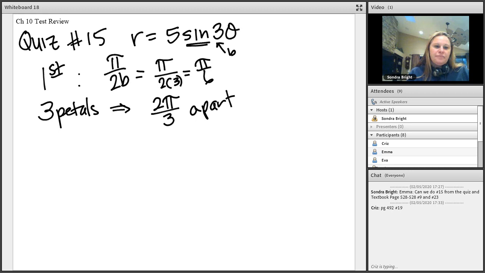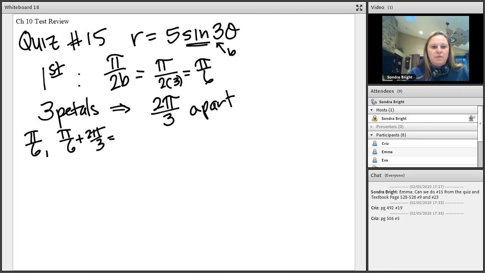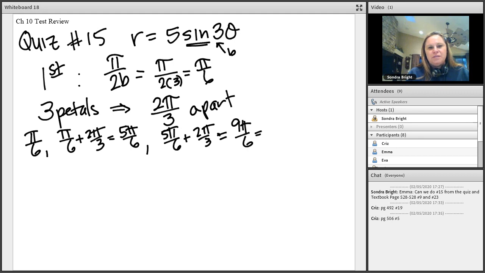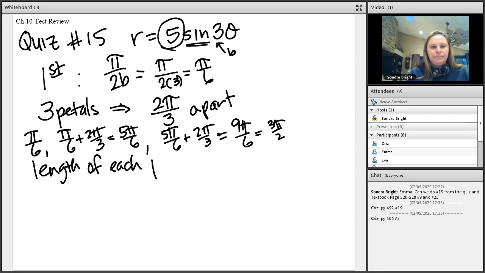So I'll have a petal at pi over 6, and then at pi over 6 plus 2 pi over 3, which will be 5 pi over 6. And then I'll have another petal at 5 pi over 6 plus 2 pi over 3, which is 9 pi over 6, which means it's 3 pi over 2. And then 5 is how far you're going out, the length of each petal.